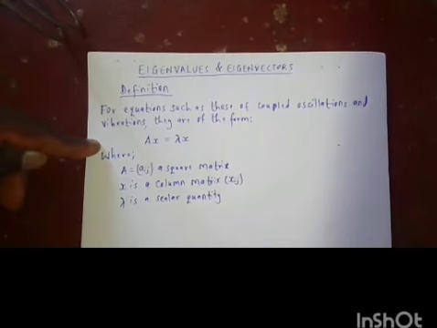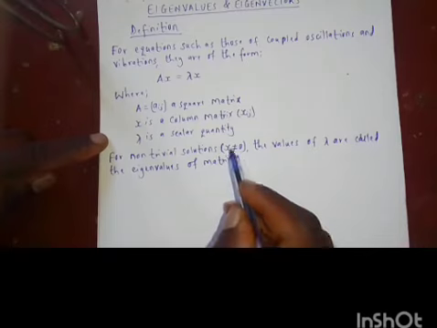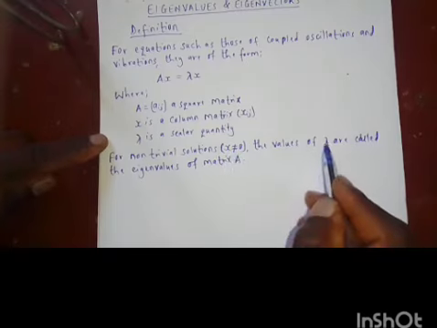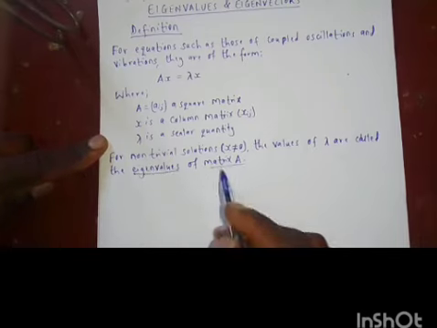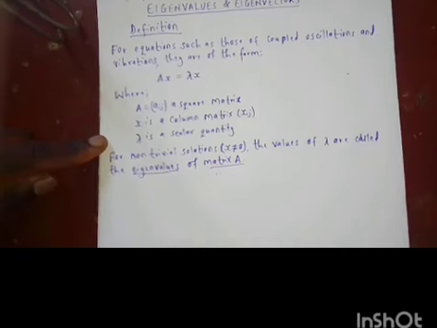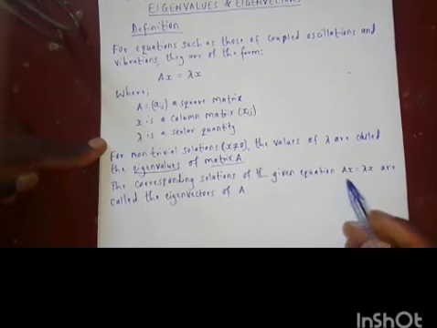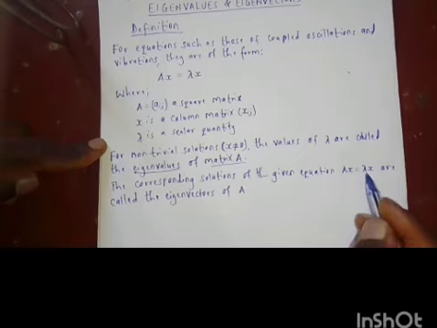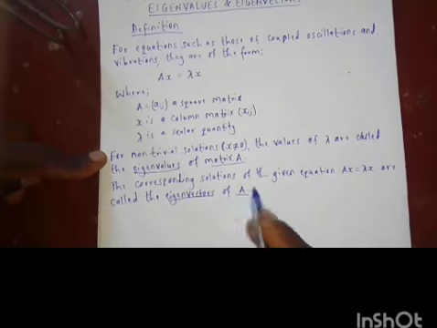So for non-trivial solutions, that is, the condition when x is not 0, the values of lambda are called the eigenvalues of matrix A. And so the corresponding solutions of the given equation Ax equals lambda x are the eigenvectors of matrix A.